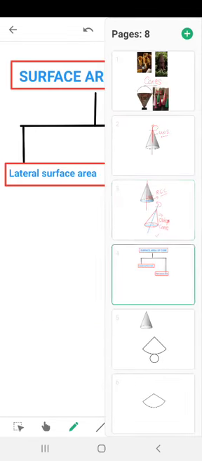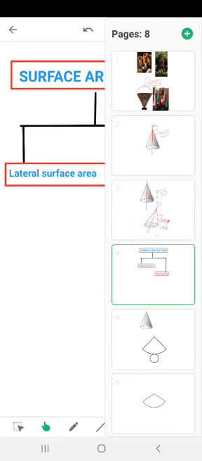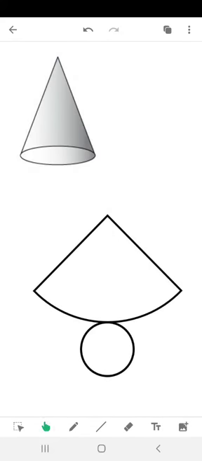Okay. Now, when we talk about cones here, we are talking about right circular cones. So we will talk about the surface area of a cone. Again, we have two types of surface area, lateral surface area and total surface area. You already know that the lateral surface area is the surface area excluding the bottom, and in the total surface area we include the base also.